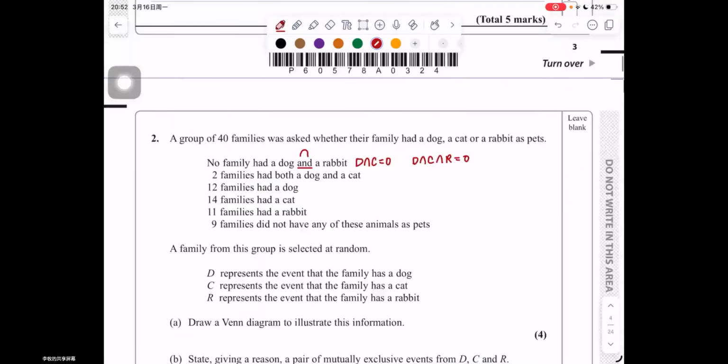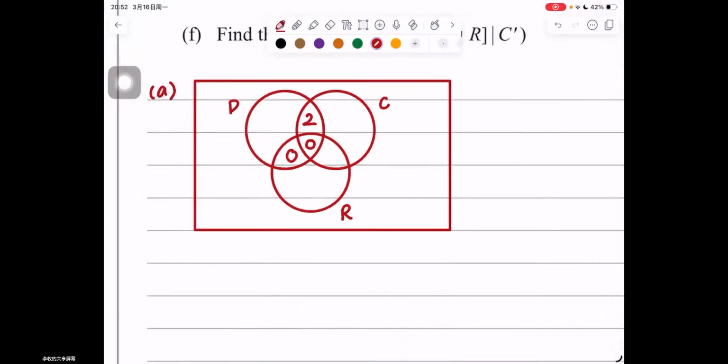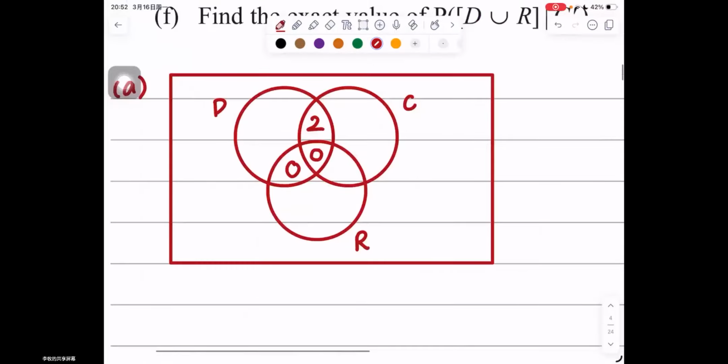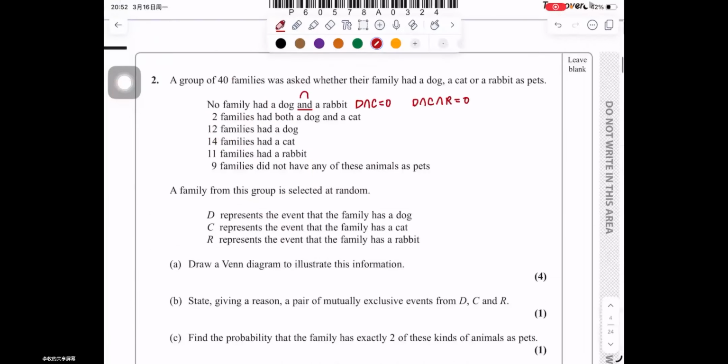Now, next one, two families had both a dog and a cat. This means that the intersection between the sets dog and cat is 2. Next one, 12 families had a dog. So this is all the parts including the word dog. There's already 2 and 2 zeros, and the total number of families who had a dog is 12. So the remaining part is 12 minus 2, which is equal to 10. These numbers are easy, and now we are left with 4 numbers to fill in.